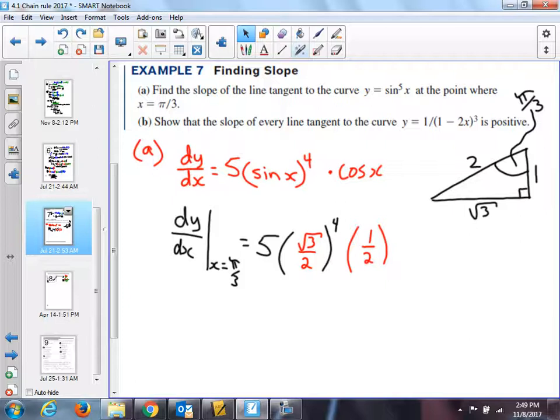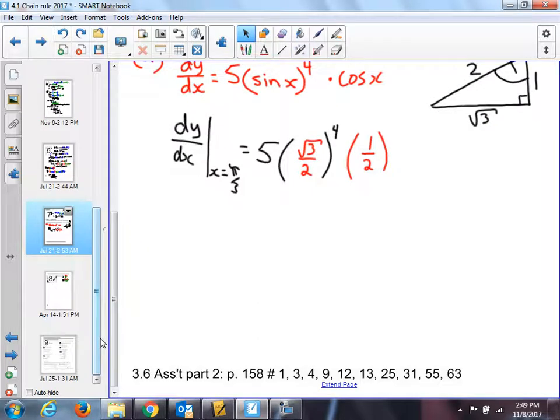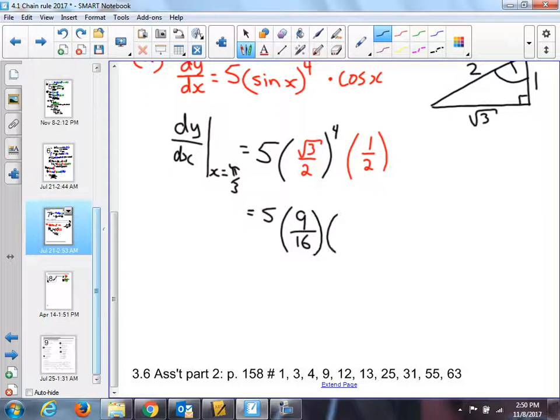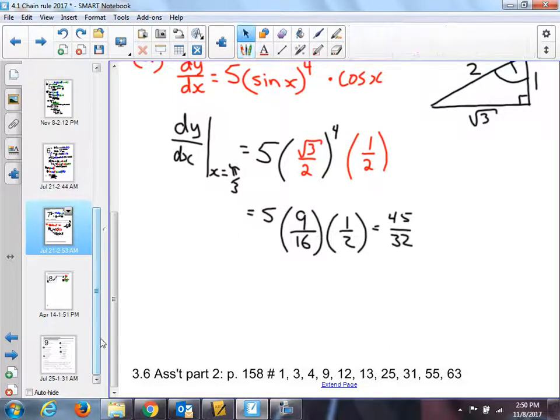So, root 3 times root 3 times root 3 times root 3, it's 9. Right? Yeah, it is. Don't use a calculator for this though, because root 3 times root 3 is 3. Times the other, root 3 times root 3, it's 3. You should be able to work these ones out. So that's 9. 2 times 2 is 4 times 2 is 8 times 2 is 16. So 45 over 16 is the slope.